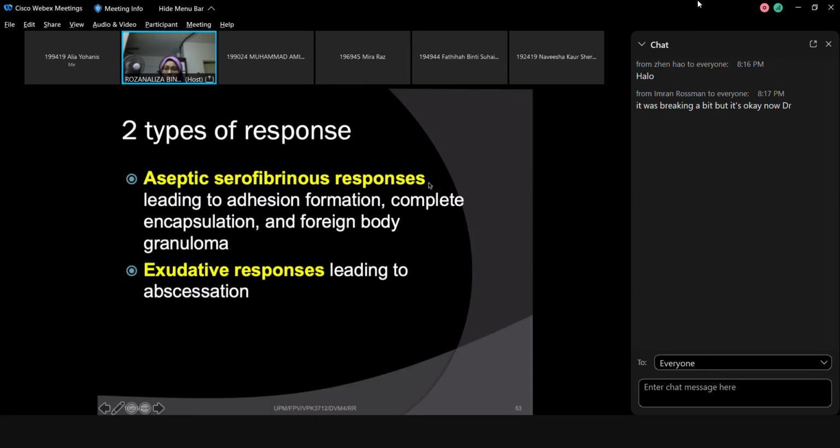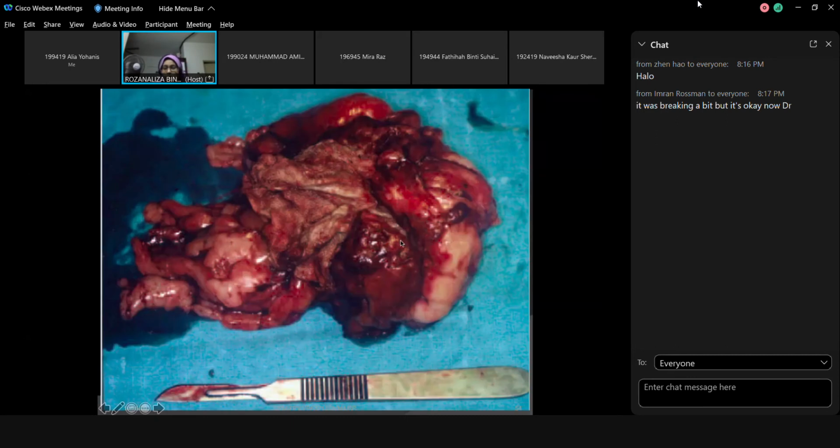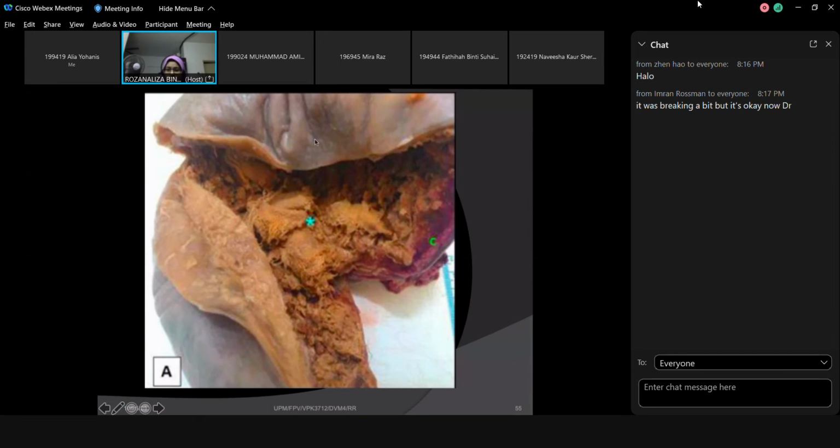Okay, so there are 2 types of response if you leave the gauze inside a patient. One is an aseptic serofibrinous response, meaning that it leads to adhesion formation, complete encapsulation, and foreign body granuloma. The other is an exudative response, meaning that there is some kind of infection, which causes abscess formation. Yeah. So you can see this is like a mass that was removed, and after the surgeon cut, they found gauze inside there. Okay, you can see the gauze here. Also this one. They opened up this capsule and actually inside is a gauze, okay?